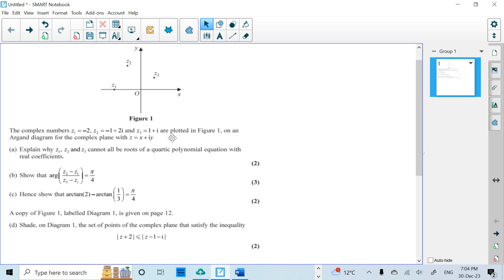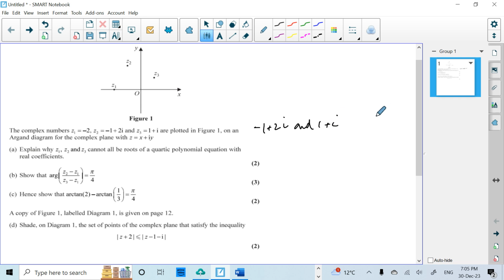We've got 5 roots. So for 2 marks, explain why z1, z2 and z3 cannot all be roots of a quartic polynomial equation with real coefficients. Well, we've got a quintic. So how am I going to write that for the examiner? Well, I've got to do a bit of writing. I will say minus 1 plus 2i and 1 plus i would both have conjugate roots.